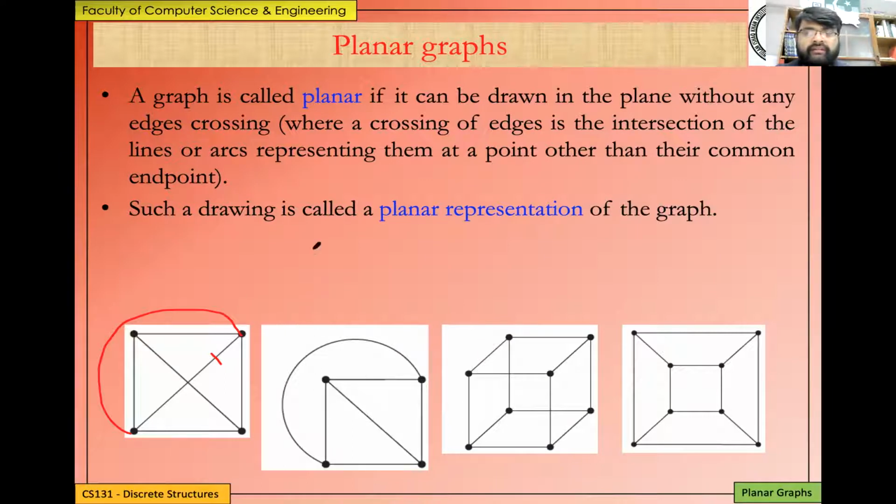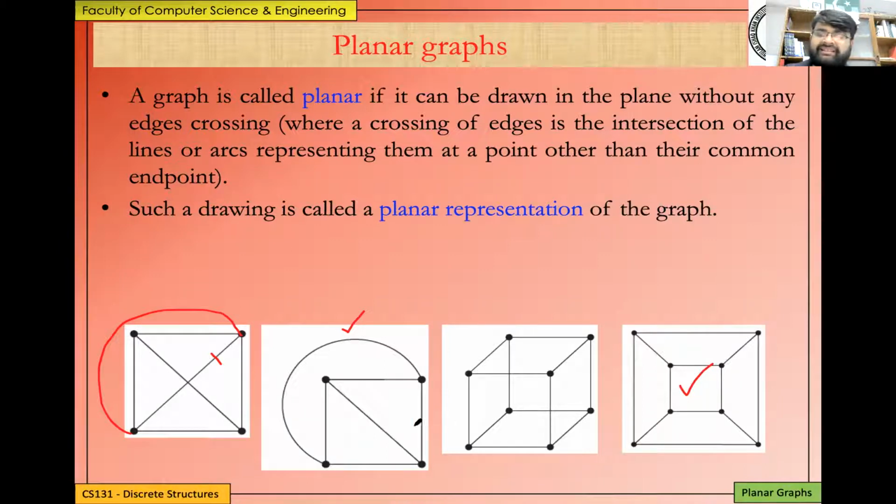Such a drawing, where you draw a planar graph in its planar version, is what we call the planar representation of the graph. So this is the planar representation of the same graph. Similarly, if you take a cube, we can notice that a couple of lines are intersecting with each other. However, you can actually draw it like this. By drawing it like this, you have removed all the line intersections, and this is the planar representation of a cube.